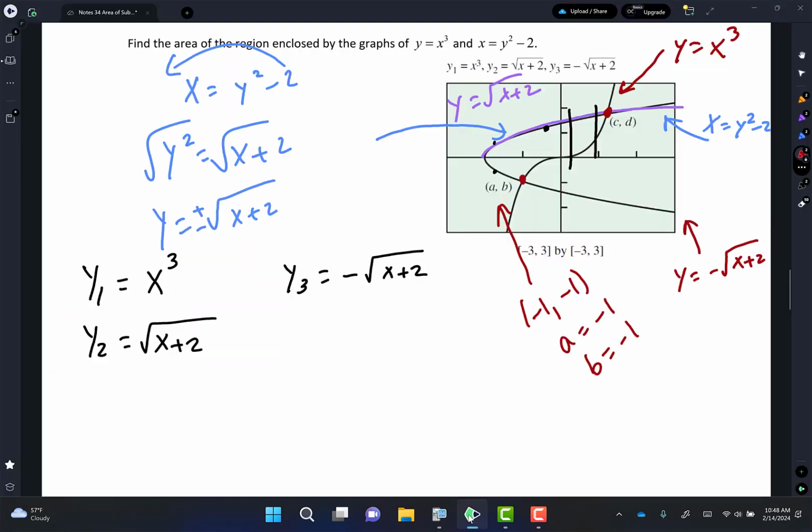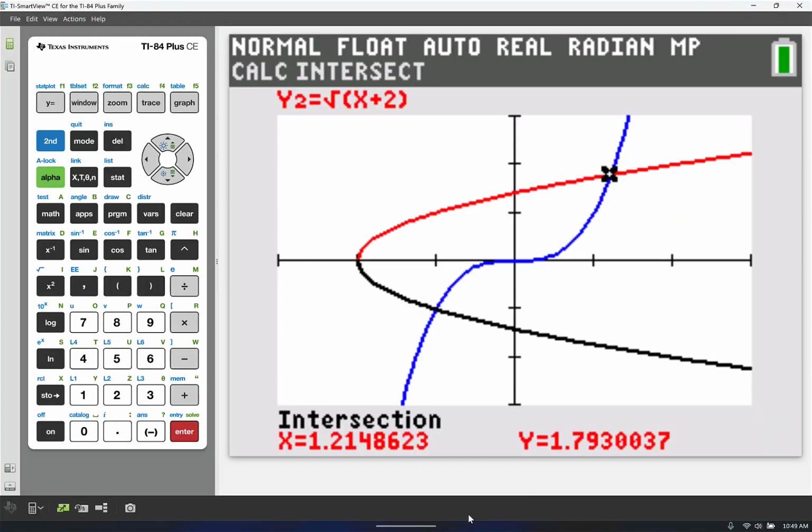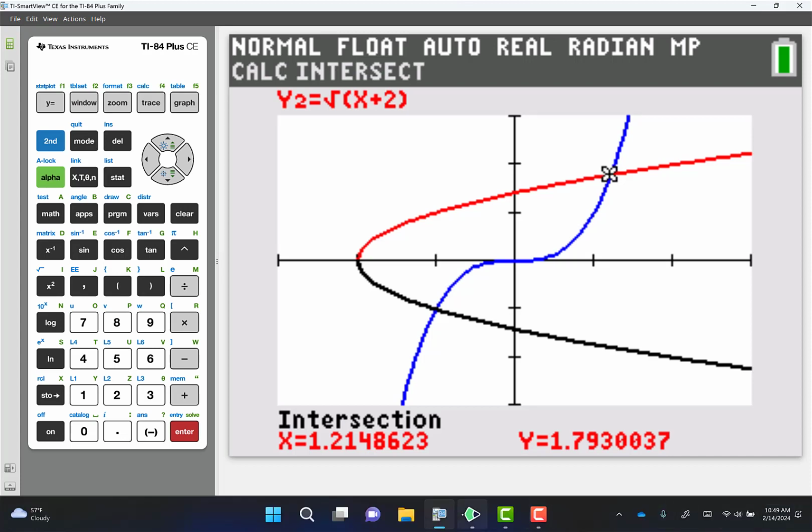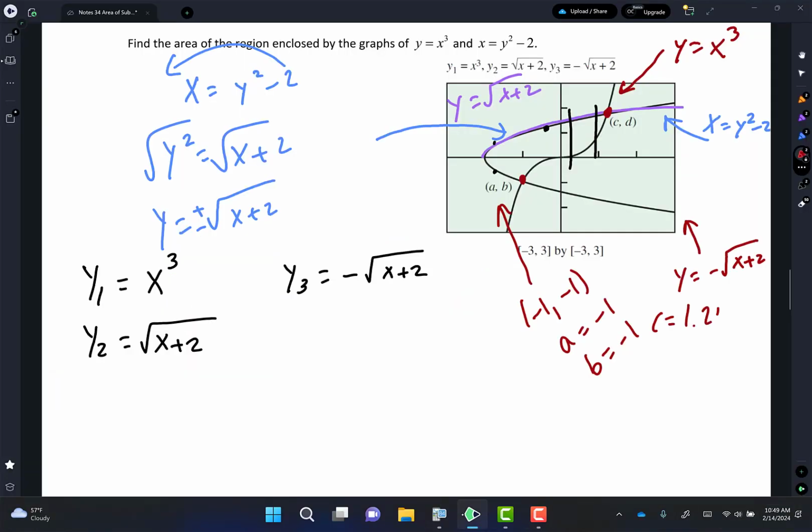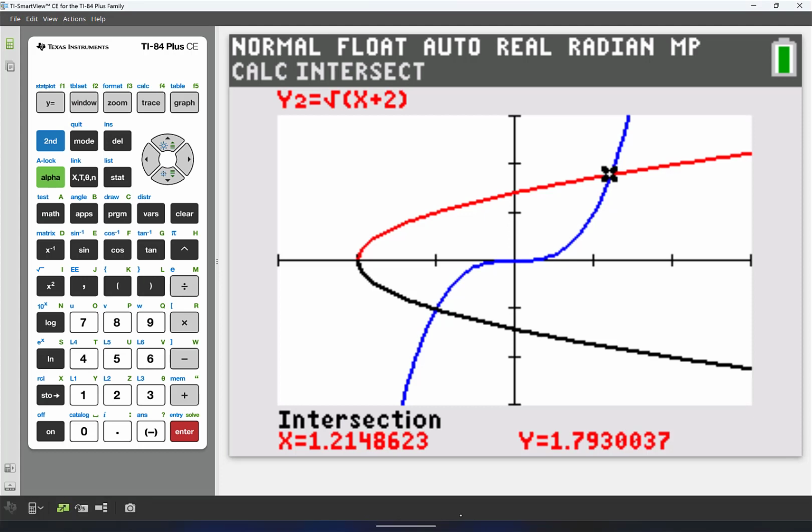All right. Hook me up with the C value again. C equals 1.21. Yeah. 1.2148 what? 486? I thought it was a 3. What was letter D?